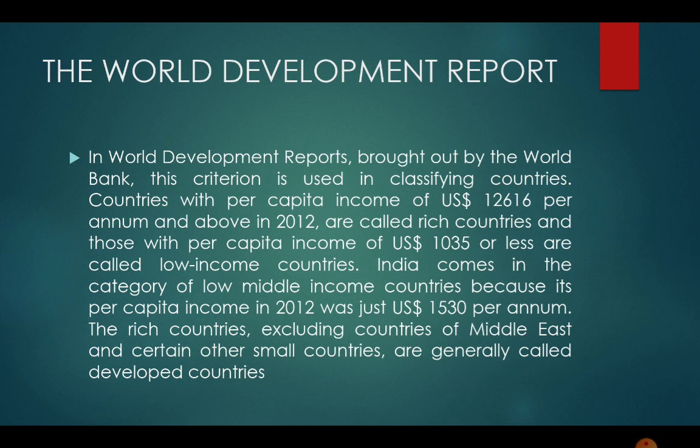Those with a per capita income of US dollar 1035 or less are called low income countries. India comes in the category of lower middle income countries because its per capita income in 2012 was just US dollar 1530. Now you can see, for being developed we should have at least 12,616 US dollars per annum.